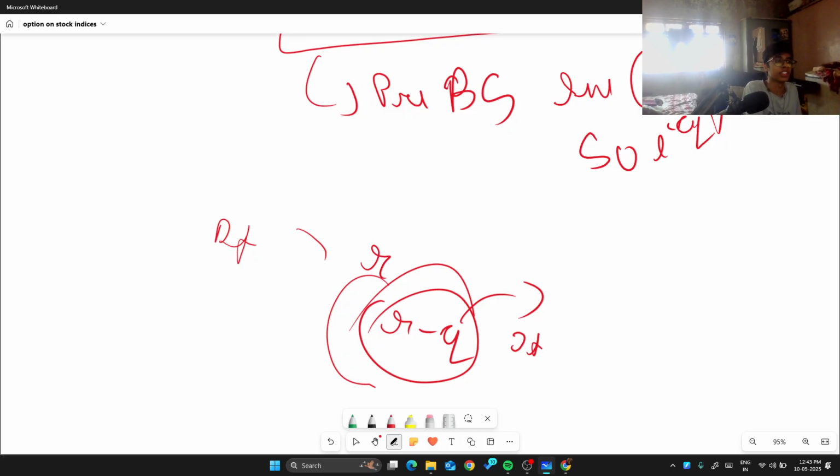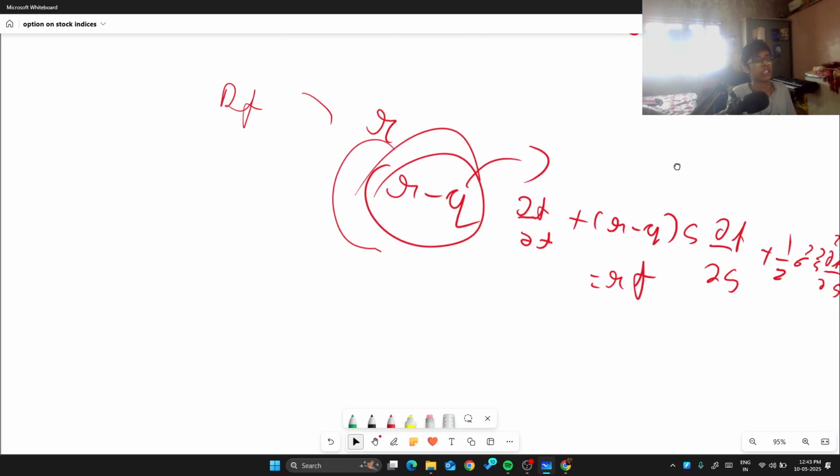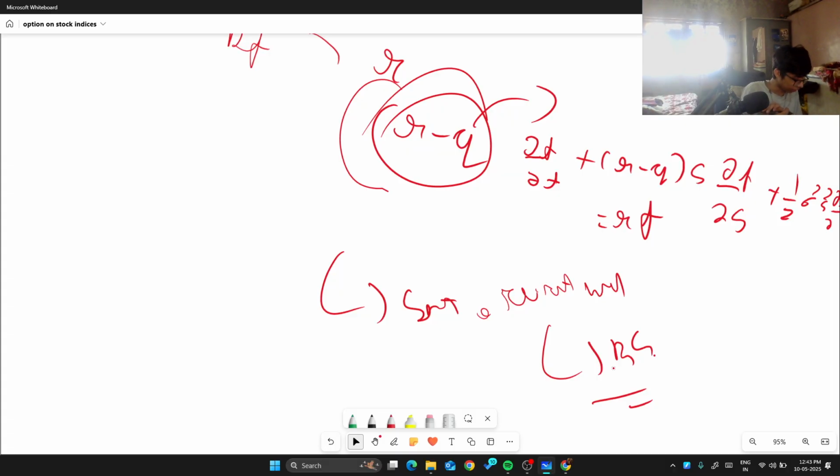So our final differential equation would be (r minus q) S delta S plus half sigma square S square, the second order term, equal to r f. And that's it. And valuation of index option, I told you how to value the index option: the spot price, discounted by the yield, we put in BS, and that will give us the fair value of the contract.